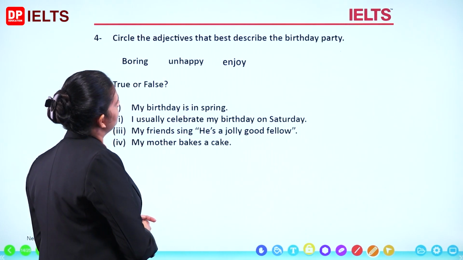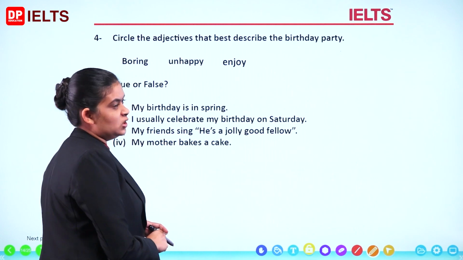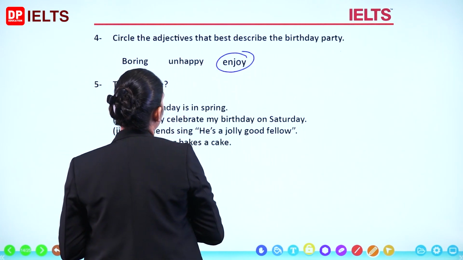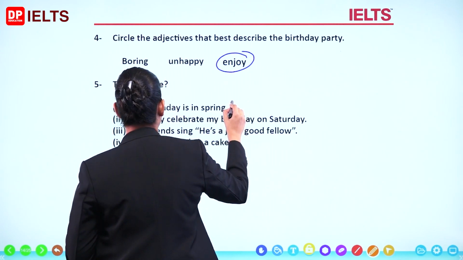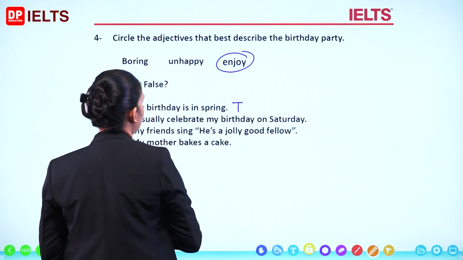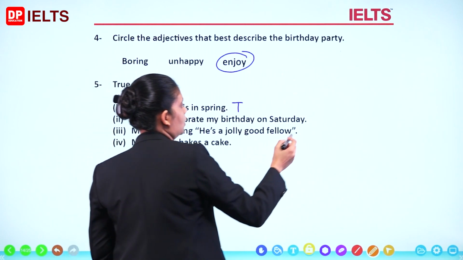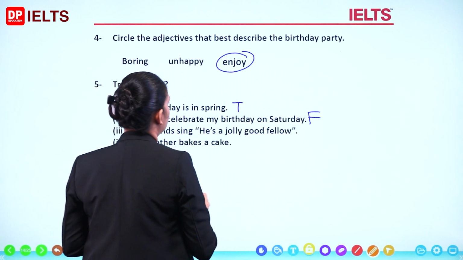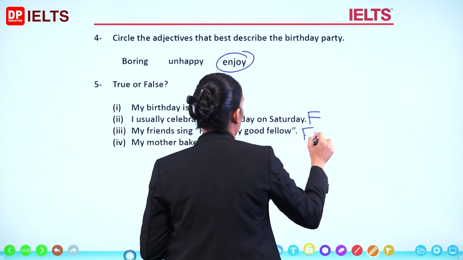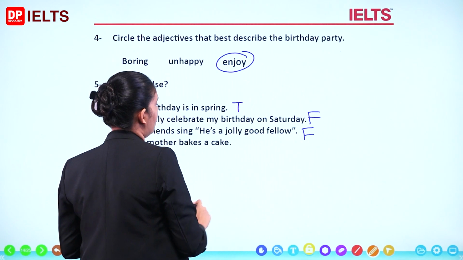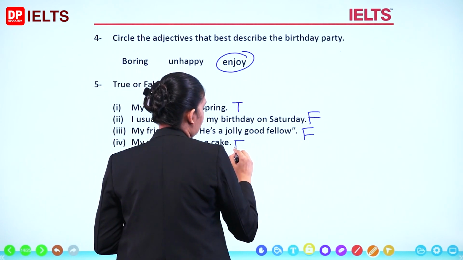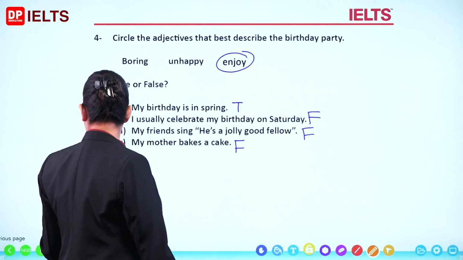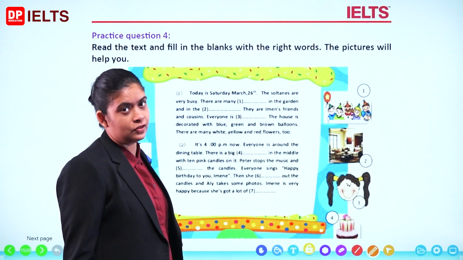Circle the adjectives that best describe the birthday party. My birthday is in spring. Yes, true. I usually celebrate my birthday on Saturday, false. I celebrate it on Sunday. My friends sing, he's a jolly good fellow, false. They sing happy birthday to you. My mother bakes a cake, false. My mother buys and she brings a cake. Okay? Right, so moving on into the next question.